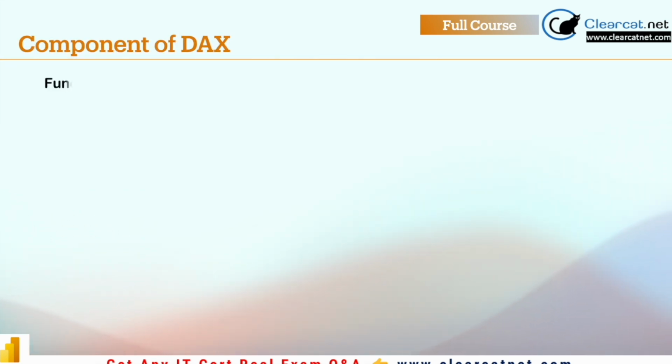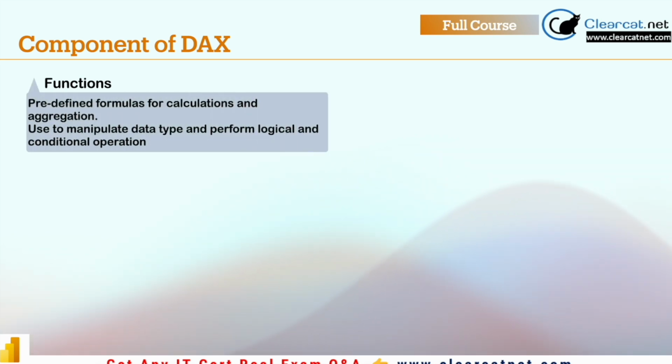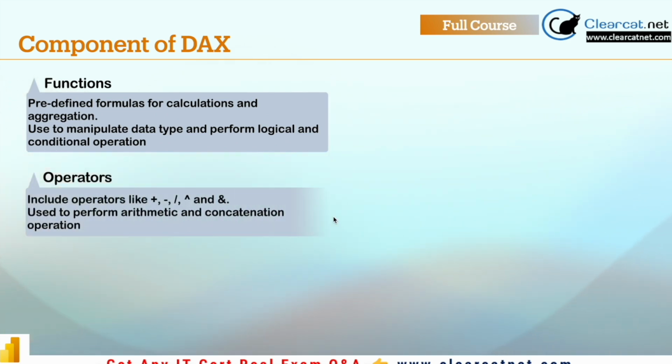Components of DAX. There are a total of 5 components of DAX. First one is the function: predefined formulas for calculation and aggregation, used to manipulate data types and perform logical and conditional operations. The second one is operators. Operators, as you guys know very well, plus, minus, multiply, divide kinds of things are operators which we are using in our Power BI while using DAX commands or syntax, or concatenation operations.